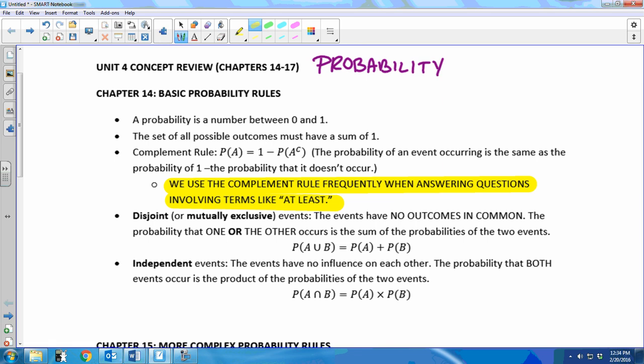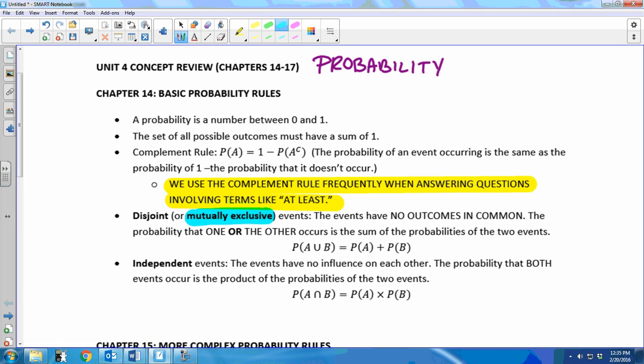Disjoint or mutually exclusive events. Disjoint and mutually exclusive mean the same thing. Make sure you know both terms. These events have no outcomes in common. For example, if I was going to ask the probability of being a senior in high school or a junior in high school, you cannot be both a senior and a junior at the same time. So they're disjoint events. So no outcomes in common.